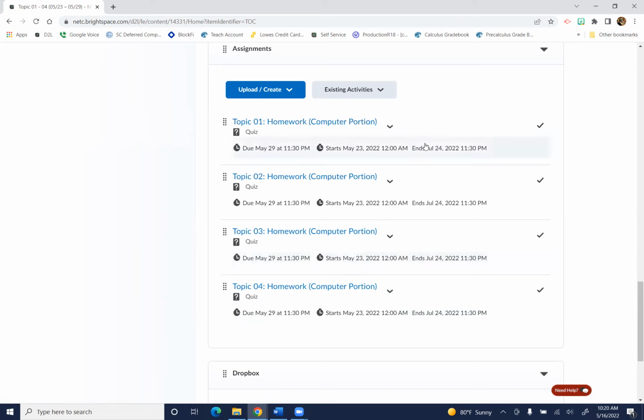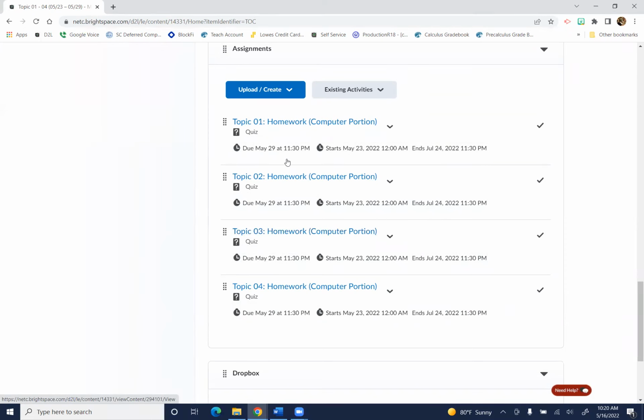So even though the end date is not till the 24th, that does not mean these homework are not due. These homework are due by the due dates. But if you need to make up any work, you can make it up. You can just come back here and make up the work at any time during the semester.